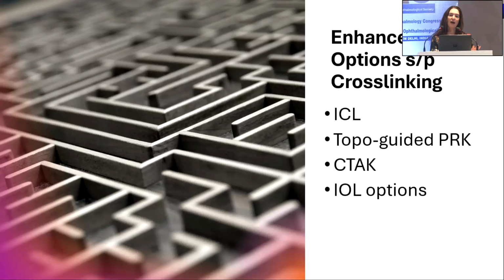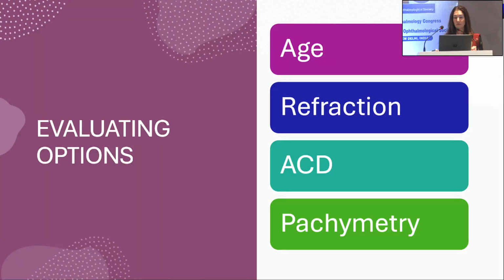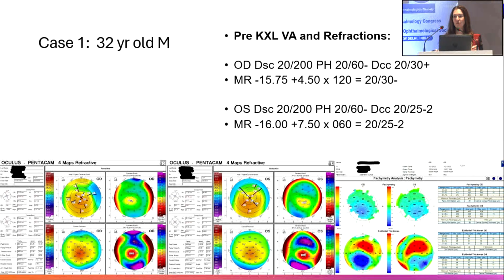When I talk about different opportunities for keratoconus patients to have refractive surgery, mostly we're discussing options after cross-linking, and I'll go through several. Of course, you want to evaluate the refraction of the patient, AC depth, the age, pachymetry, all of these things come into play. Let's go through some cases.